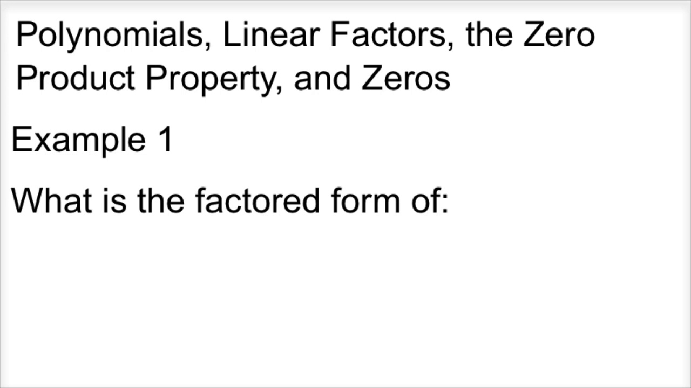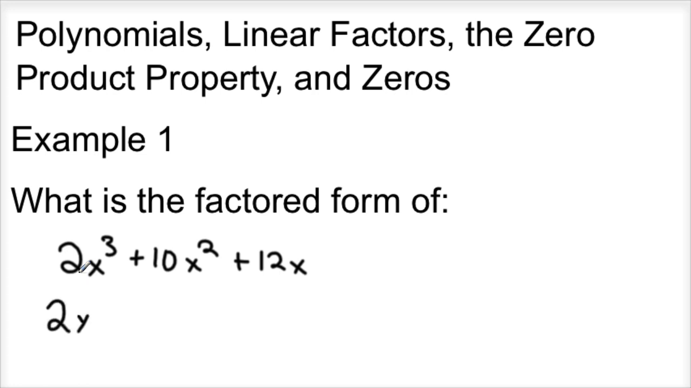So let's say we had the polynomial expression 2x to the third plus 10x squared plus 12x. With this particular polynomial, this is factorable. Notice they all have a 2 in common, 2, 10, and 12 in the coefficients, the numbers out in front. And they all have an x in common. You've got x to the third, x squared, and x. So the greatest common factor for this polynomial is a 2 and an x. So if you take out a 2 and an x, you get x squared plus 5x plus 6.